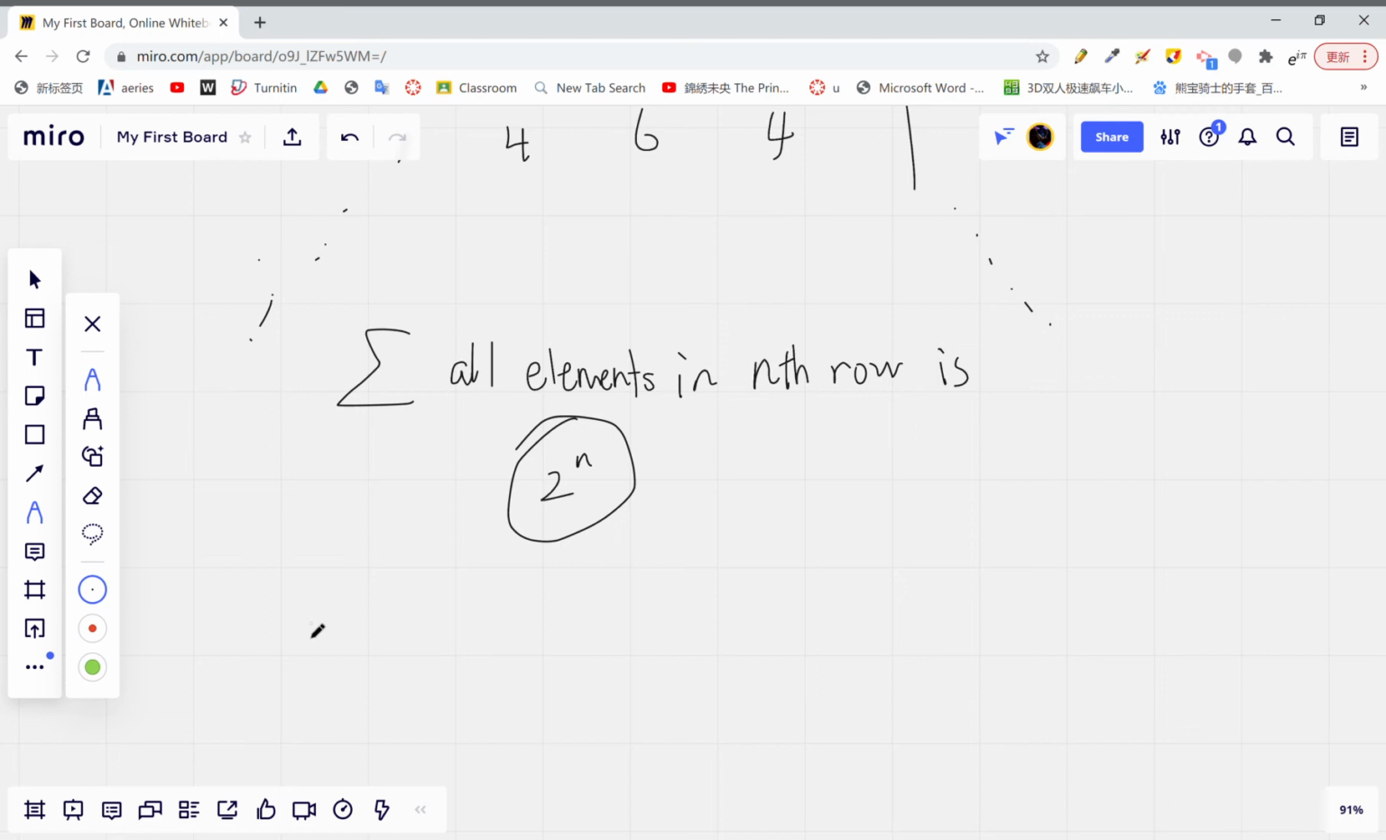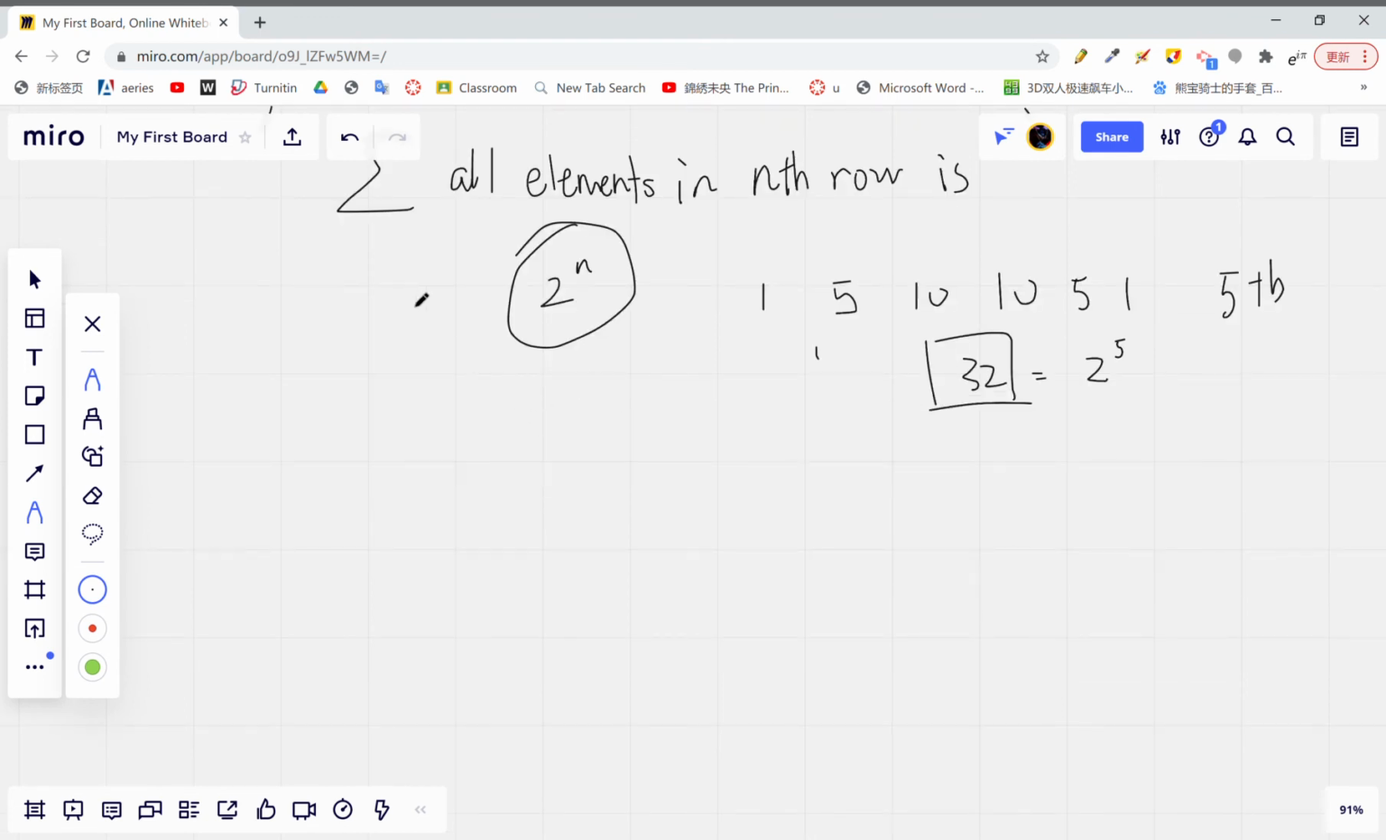So let's just try one, right? Let's just try 1, 5, 10, 10, 5, 1, right? This is the 5th row, and we add this, we get 32, and this is equal to 2 to the 5th power, right?